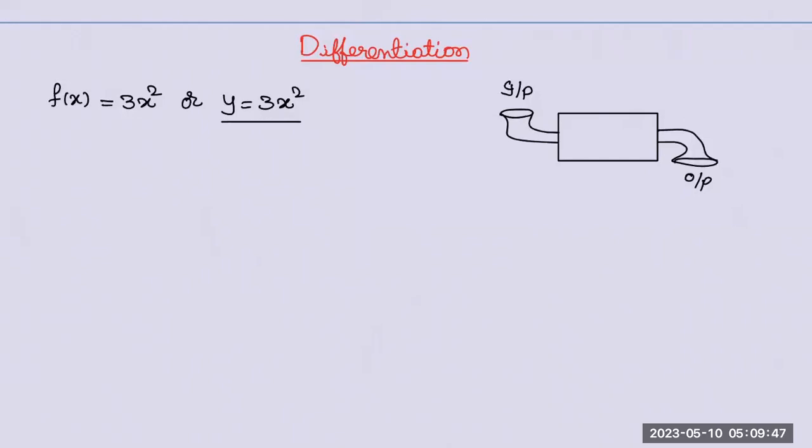Or something like this: y is equal to 3x square. In this, I think you might have done graphs or tables. When x value is 1, y value is 3. When x value is 2, y value is 12. When x value is 0, y value is 0. x value minus 1, y value 3. x value minus 2, y value 12. So it will give you a link between two different things, isn't it?